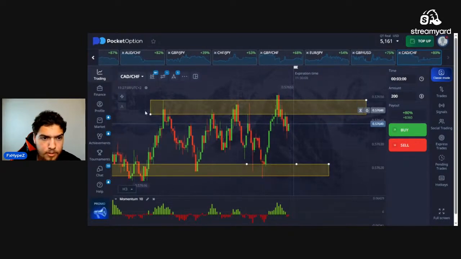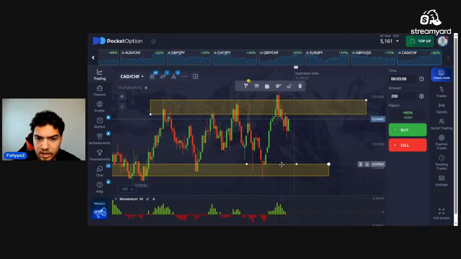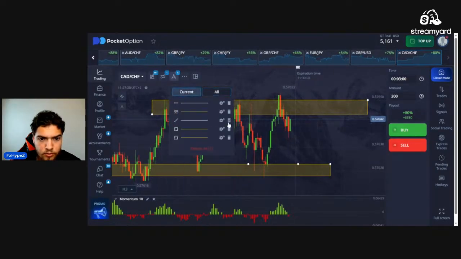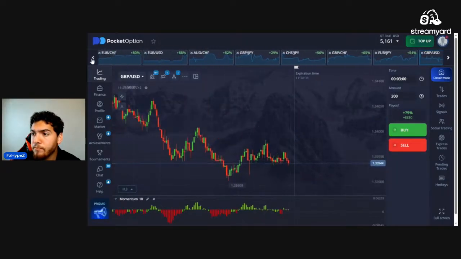Yep, there you go. Look at that. CAD CHF rejecting off resistance. Swept liquidity at 0.57650. A little double high here. Faked a lot of traders out. I can guarantee you that. And she'll probably come back down to support, down here.